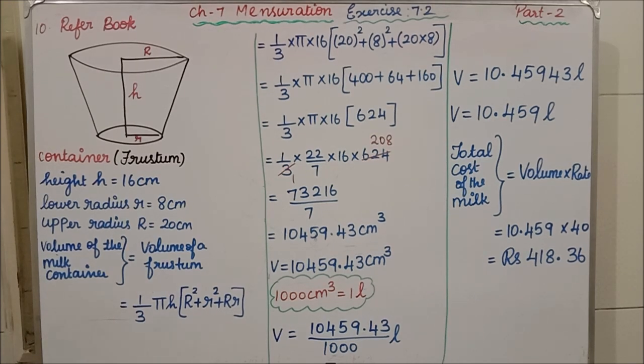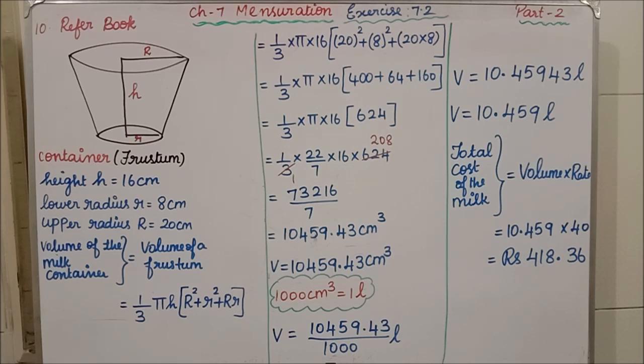See, I have cancelled 3 and 624. I am getting 208. Okay, so I am multiplying 22 into 16 into 208. If I am multiplying, I am getting 73,216 divided by 7. Students, if you divide 73,216 by 7 we will get the answer as 10,459.43 centimeter cube. That is the volume of the container.